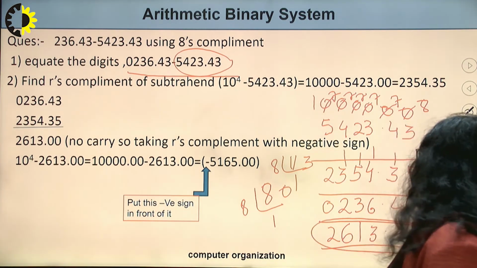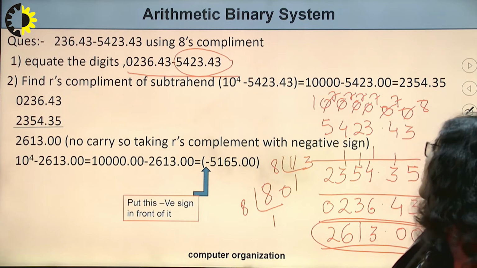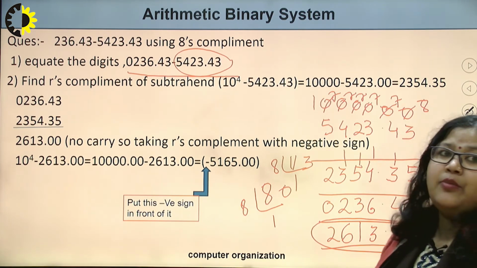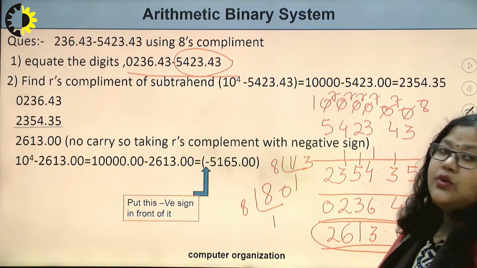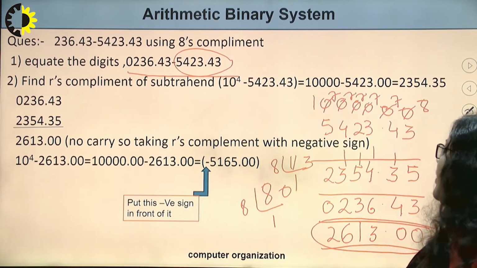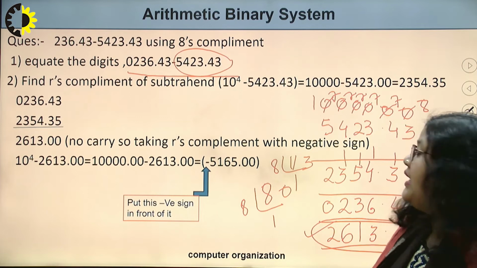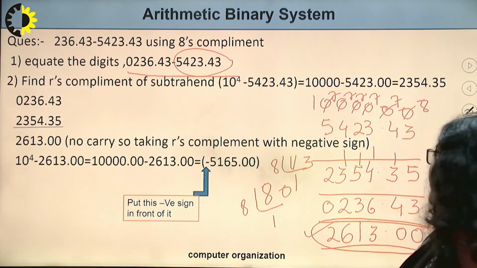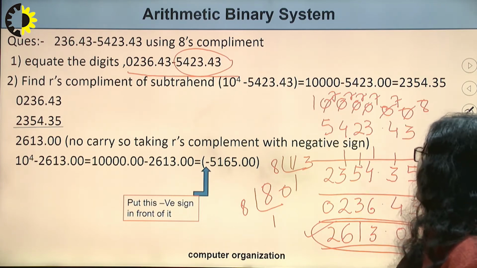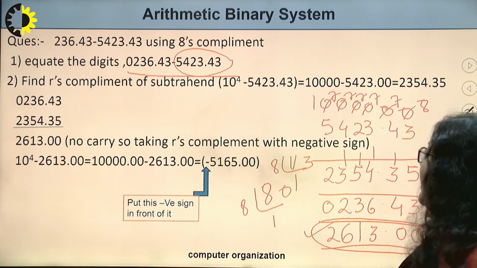So, after the addition of the minuend and the r's complement of the subtrahend, there is no carry produced. If there is no carry produced, then take the r's complement of the resultant value, and put the negative sign in front of it. So, it is basically 2613.00. Now, again take the r's complement.